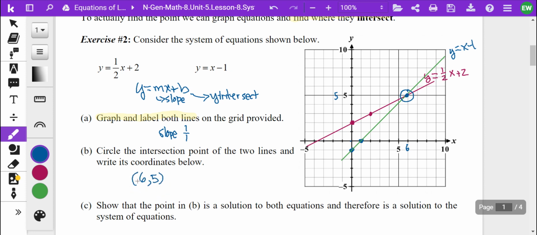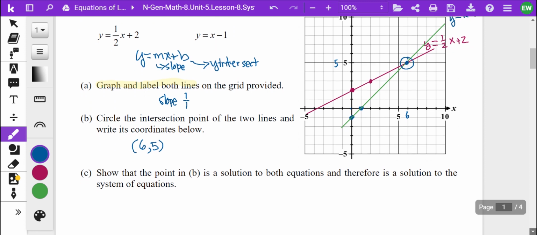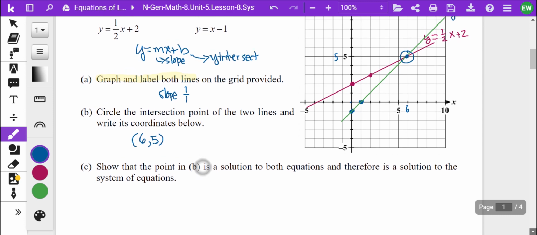I think that's what it is. We're going to guess that's what it is. But now we have to see if that works. So we have to plug it into both of our equations. Okay, so my x is 6 and my y is 5. So if I look at my first equation, y equals 1/2 x plus 2, I plug that in, I should have 5 equals 1/2 of 6 plus 2.